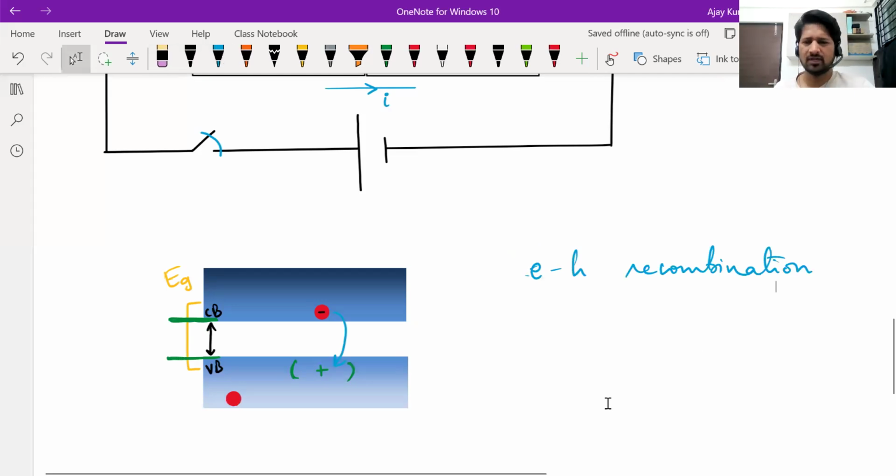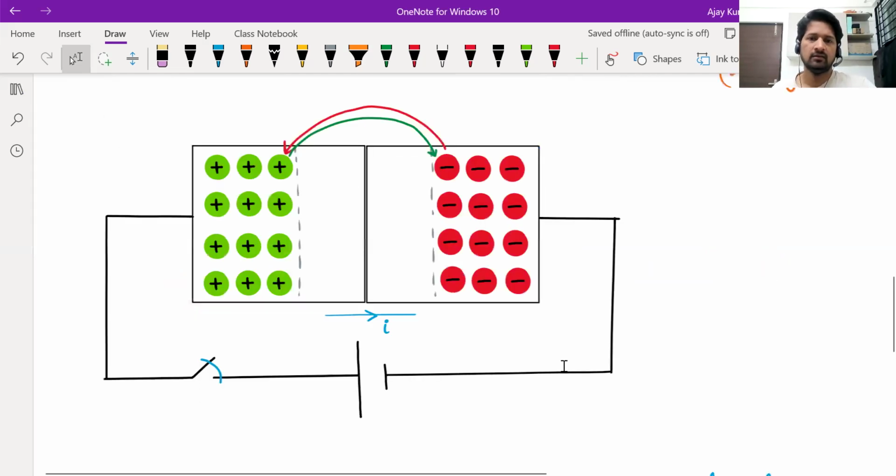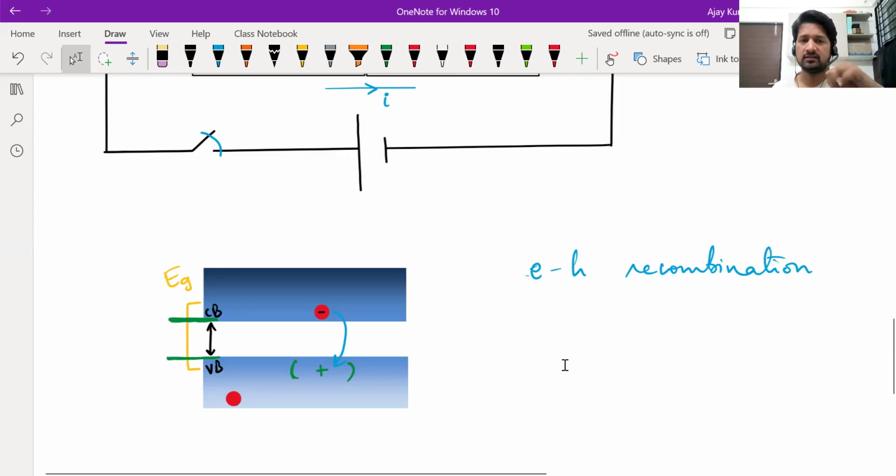This will happen in a normal diode also. In an LED, this will happen more frequently because it is heavily doped. So there are greater chances of this happening. Now, when an electron hole recombination occurs, the electron effectively jumps down from the conduction band to the valence band.